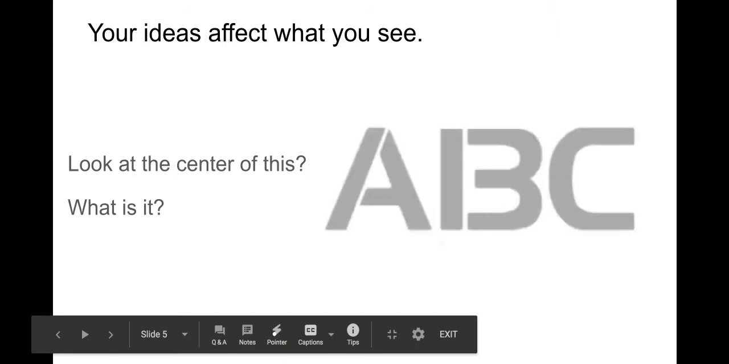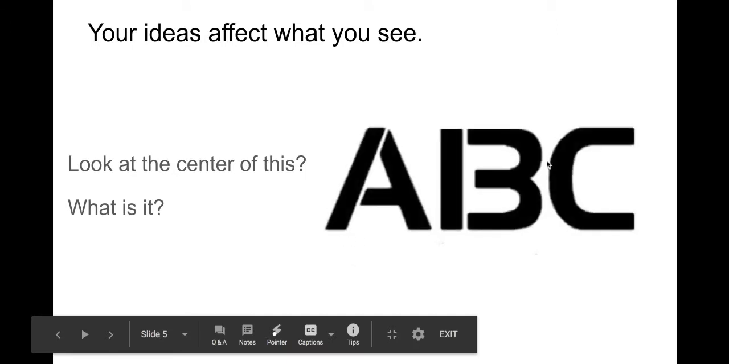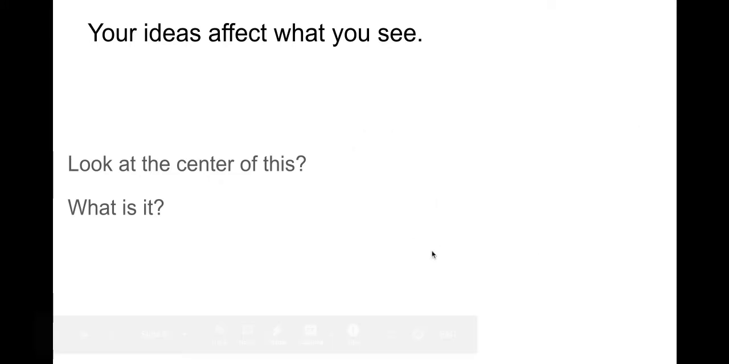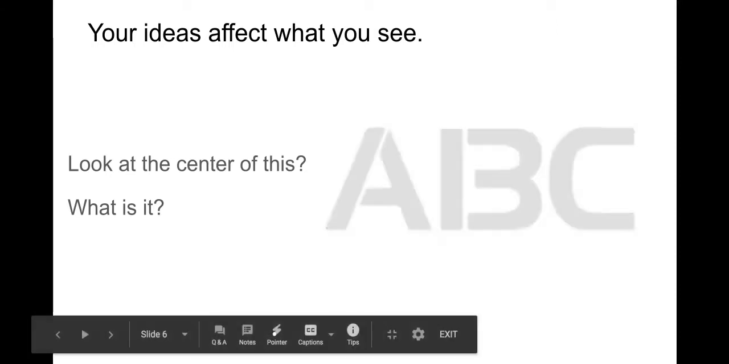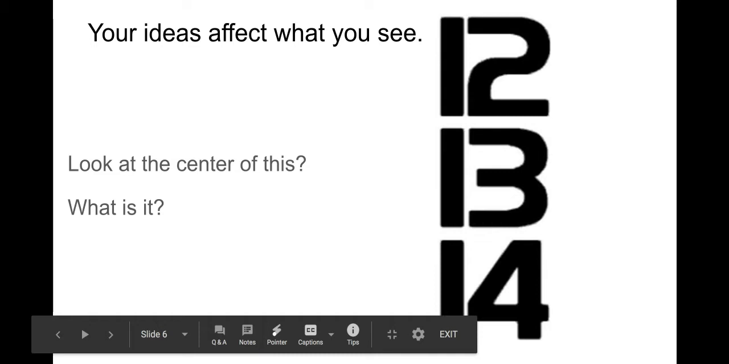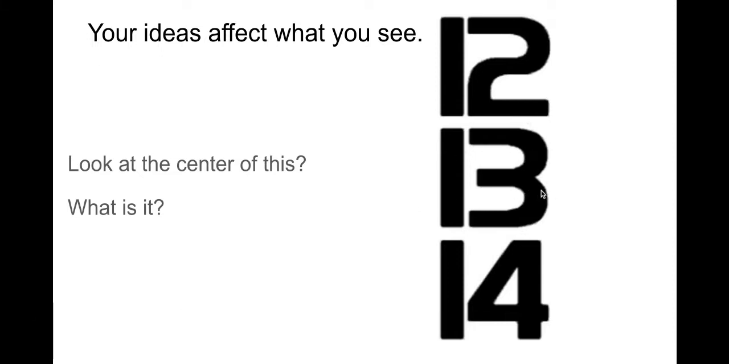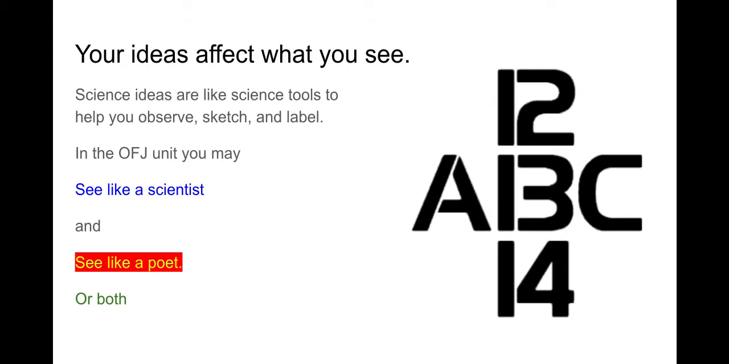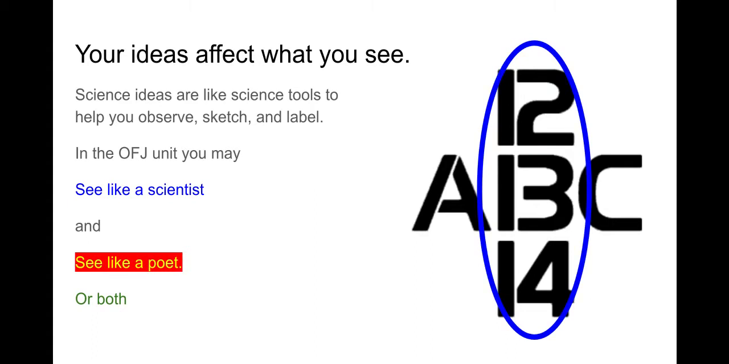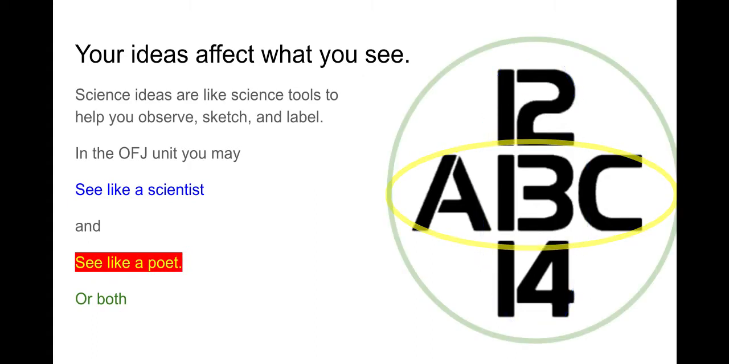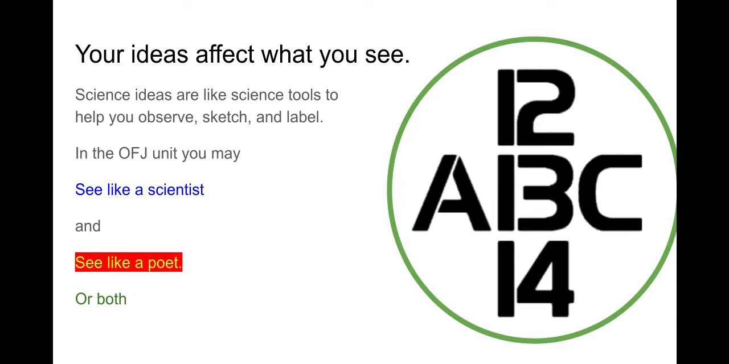If you look at the center of this, you'll see these letters, and you'll see this letter here, which is a B. Most people would say it's a B. Now, if you take a moment and look at it from another point of view, with another set of ideas in mind, you'd see it also looks like a 13. So the idea behind this is you can see like a scientist, you can see like a poet, or you can see like both, hopefully. And so the ideas you have in your mind are going to impact what you look for in nature.